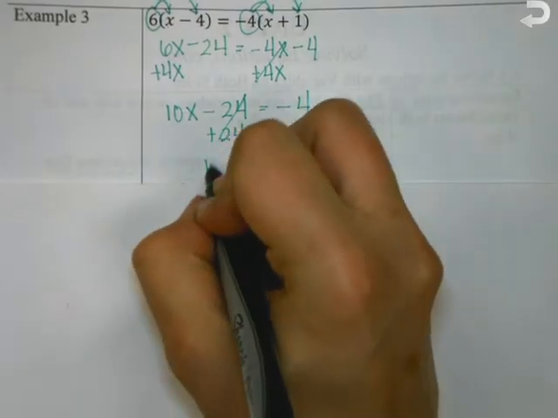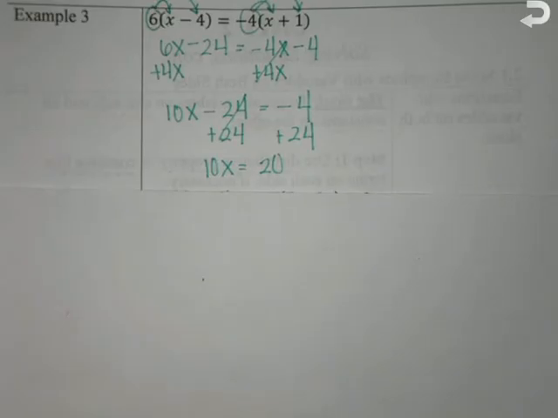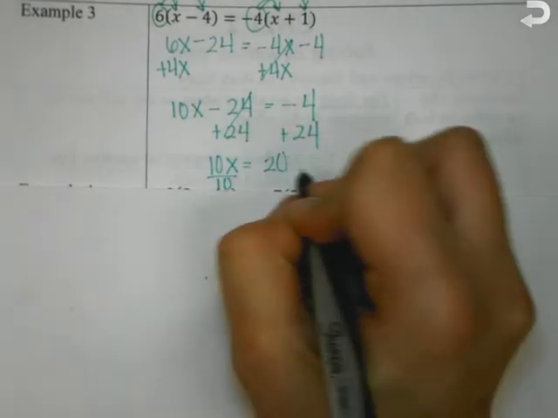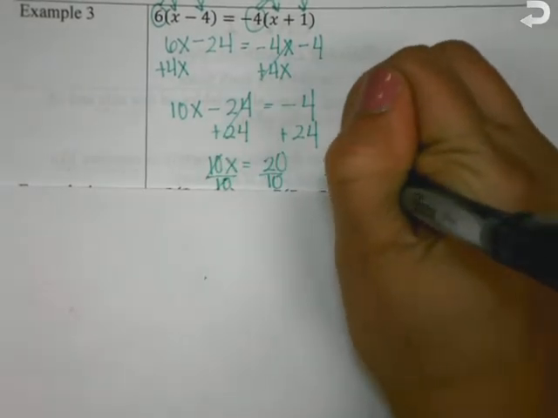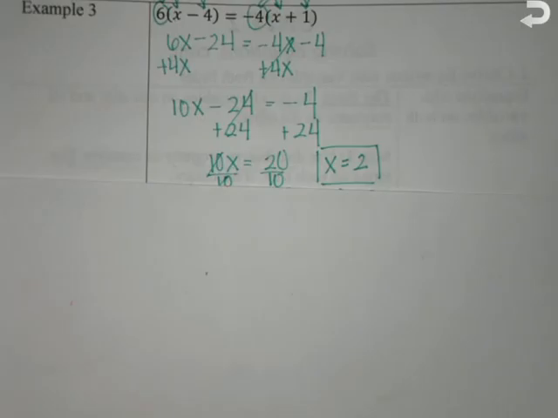So then this should be easy. Divide both sides by 10. X equals 2. How would I check my answer? Plug it in, plug it in. Okay. But we have to keep moving. All right, example 4. Uh-oh.